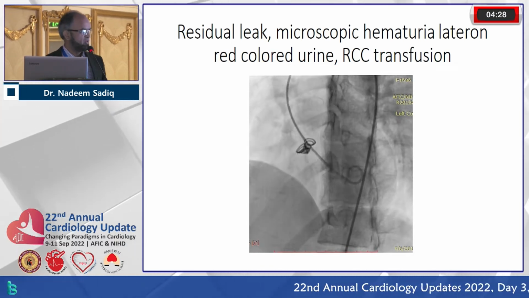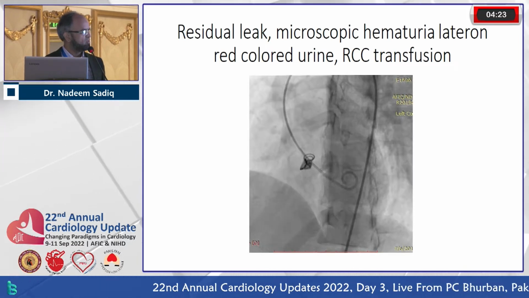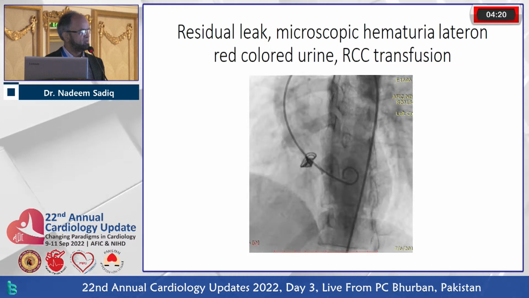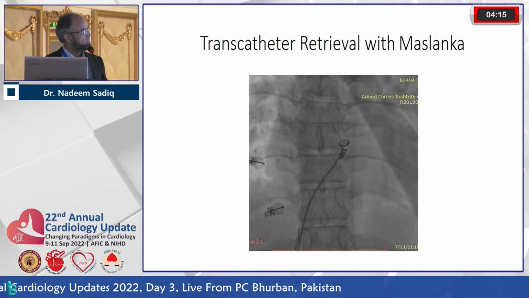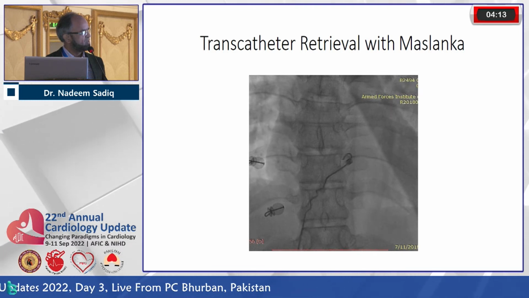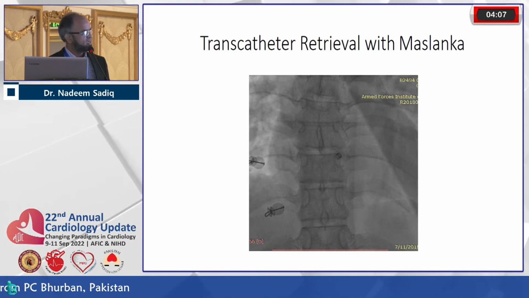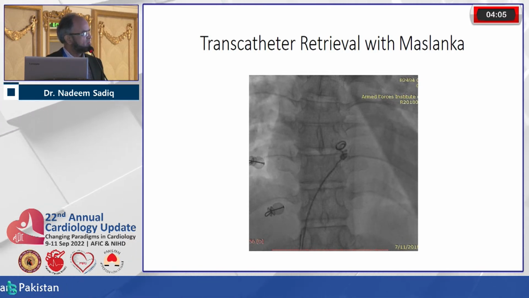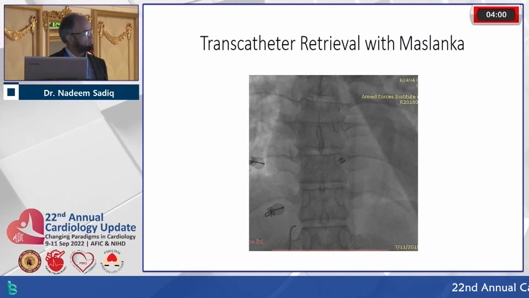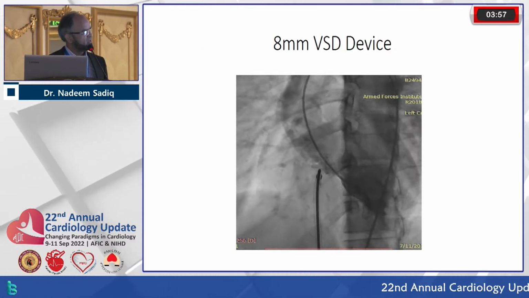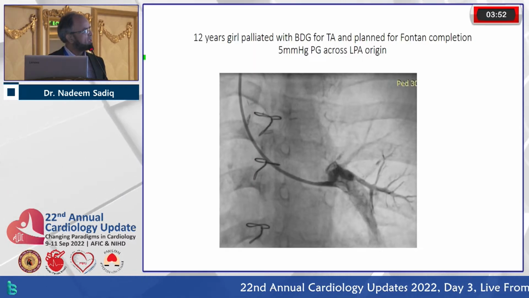We were quite worried whether we should go for surgical exploration for this patient, or take the patient to the cath lab and retrieve this device. So we took the patient to the cath lab, and transcatheter retrieval of the PFM Nit-Occlud was done with a snare. After that, in the same setting, we again passed the wire and made an arteriovenous loop, and the defect was closed with an 8 millimeter VSD device with good result, and the patient was discharged home.